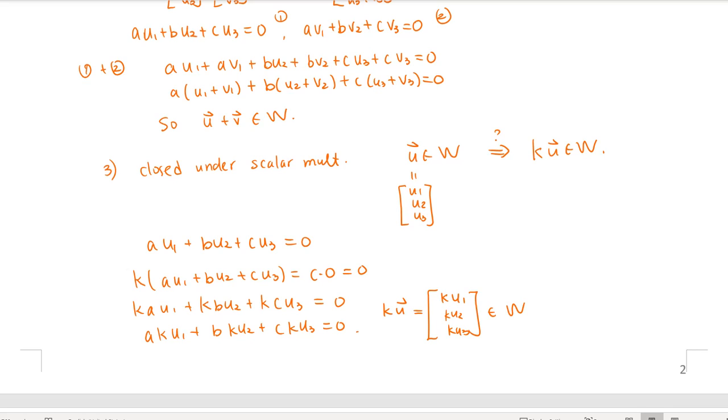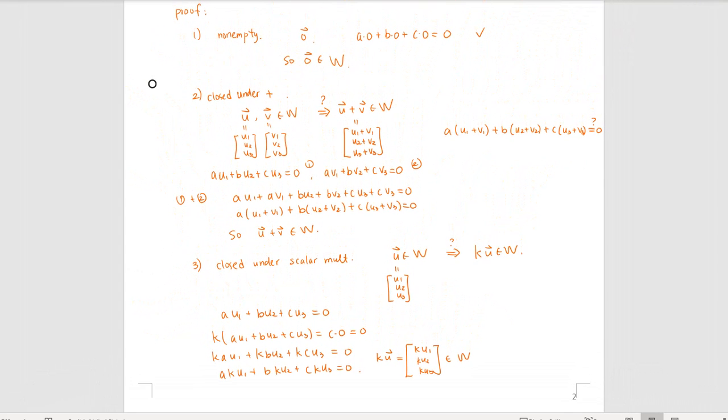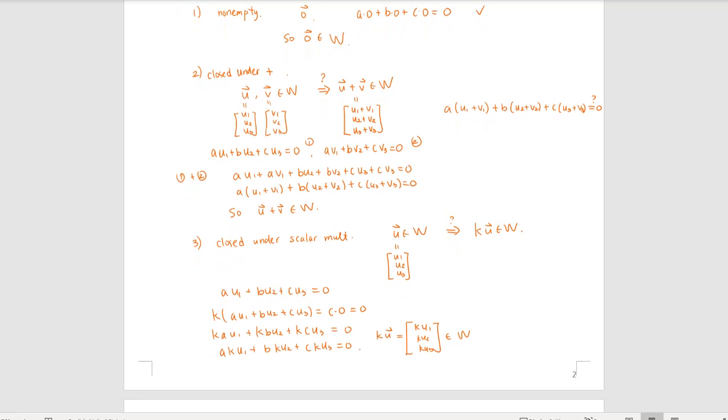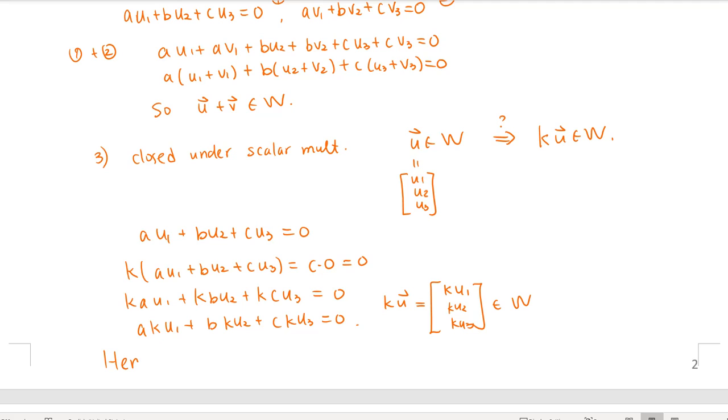So now we have shown that W satisfies the three conditions: it is non-empty, closed under addition, and closed under scalar multiplication. So by the definition of subspace, W is a subspace of R3. So far, so good? Alright, let's continue.